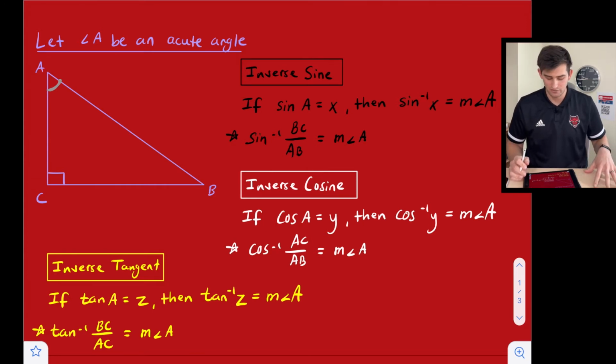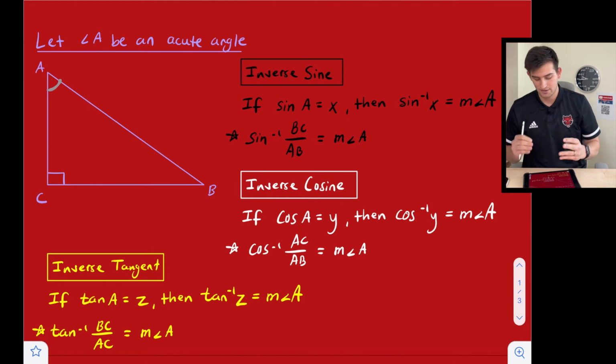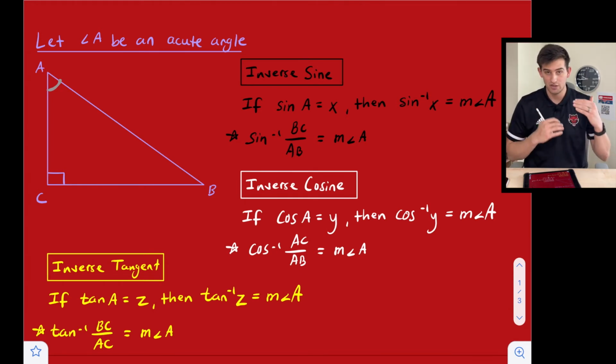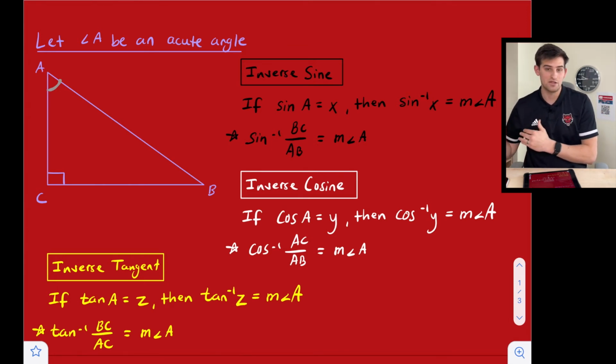X is our ratio, right? So sine of A, whatever A is, that's our angle measure. So x is our opposite over hypotenuse. So the inverse sine, sine to the -1, times the x, which is our ratio, opposite over hypotenuse, is going to be equal to the measure of our angle.